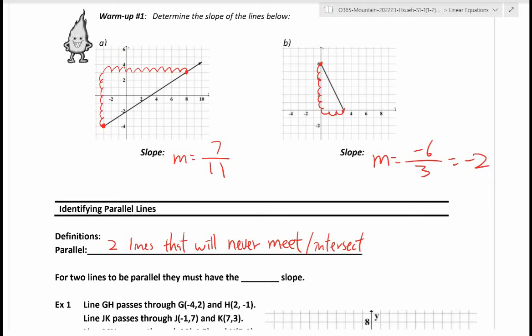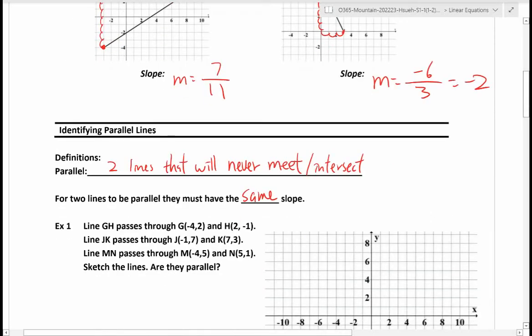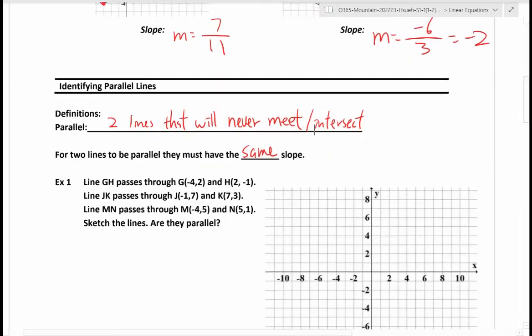So if the two lines are parallel, then what must they have? Well, if they don't meet, that means they're going up or down at the same rate, right? They're going up by the same amount, and down. So that means they must have the same slope, right? If they have the same slope, then they will never meet because they just continue to go up at the same rate. If one goes up faster than the other, then eventually the two lines are going to meet at some point, okay? So if we have parallel lines, that means the slope must be the same. So let's see here.